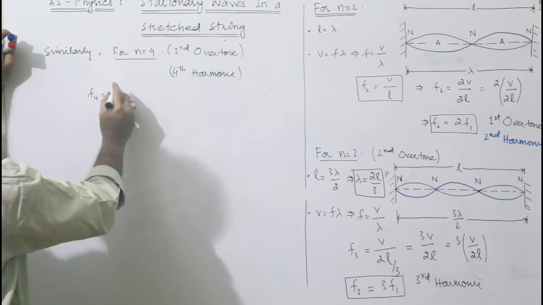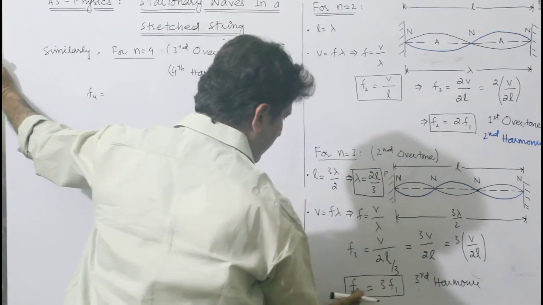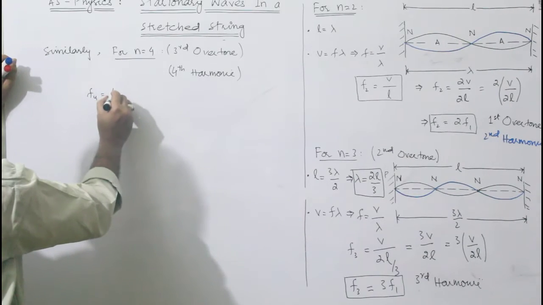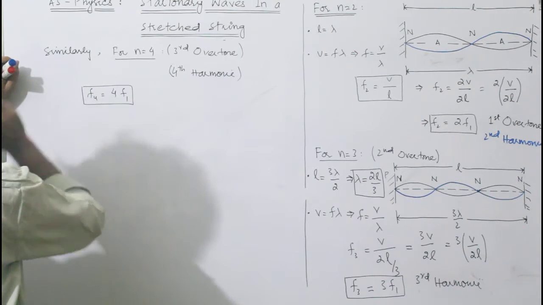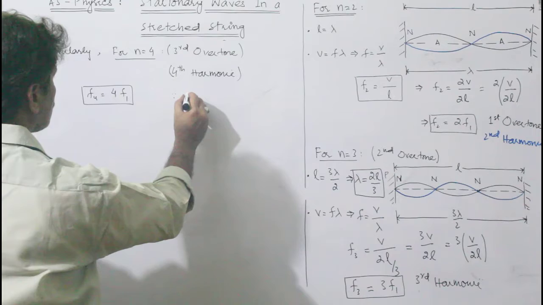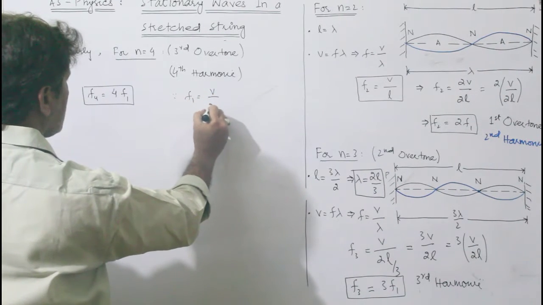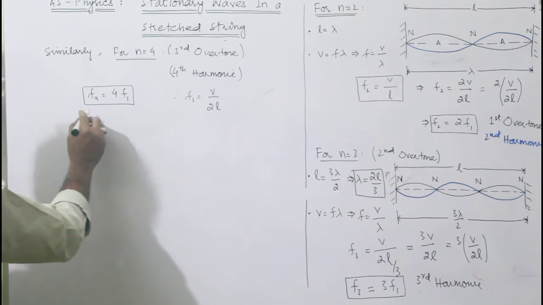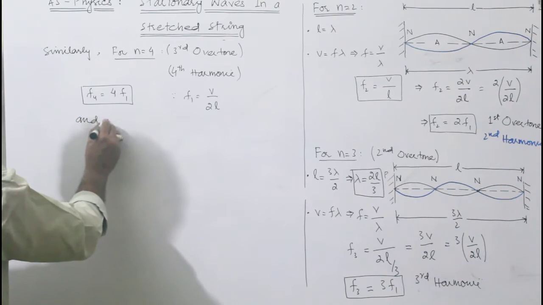f4 is equals to, we have f2 is equals to 2 times of f1 and we have f3 is equals to 3 times of f1. Now we can write here f4 is equals to 4 times of f1 for the 4 number of loops, where we know that f1 is equals to the fundamental frequency, which is equals to the V over 2L, and so on.